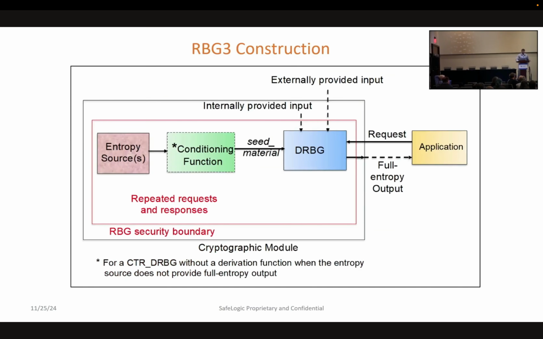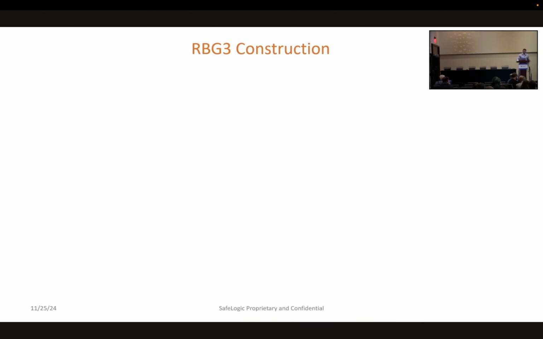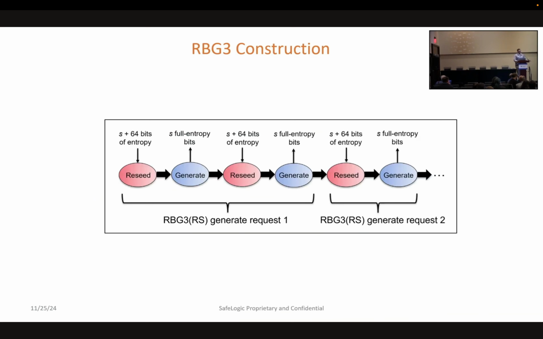Okay, this is the RS version. So in the RS version, same security boundary. In this case, the output is coming directly out of the DRBG, full entropy output. And there's some interesting diagrams around what this looks like. So when you're requesting a generate out of the RBG itself, you get a reseed every time, so prediction resistance.